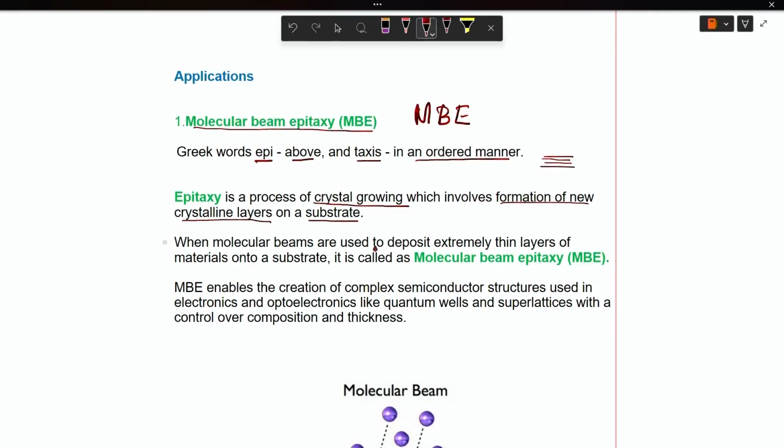It forms new layers. First, we will have a substrate, over that we will create one layer. After that, we will create the other layer. In such a manner, in an ordered fashion, we will be creating layer by layer and we will grow the crystal. When molecular beams are used to deposit extremely thin layers of material onto a substrate, we call that molecular beam epitaxy or MBE.